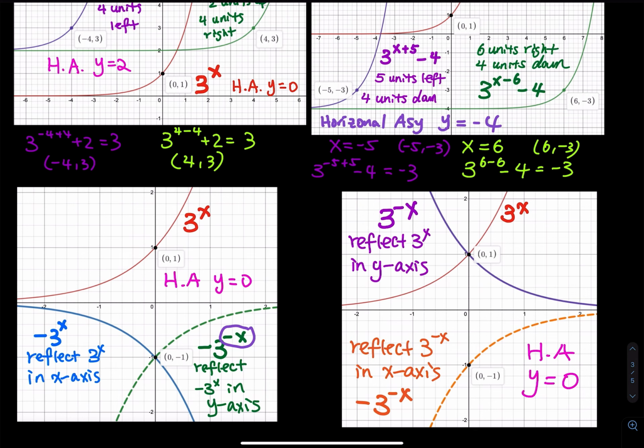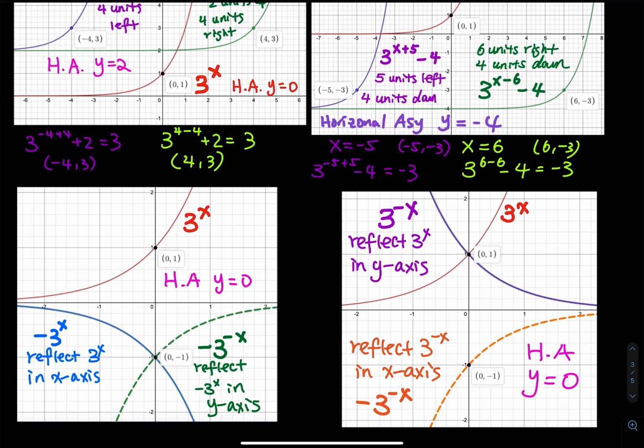And then the last one, the parent function is... by the way, for all these functions, the horizontal asymptote is y equals 0. For the green function, as x goes to positive infinity, y goes to 0. For the blue function, as x goes to negative infinity, y goes to 0.